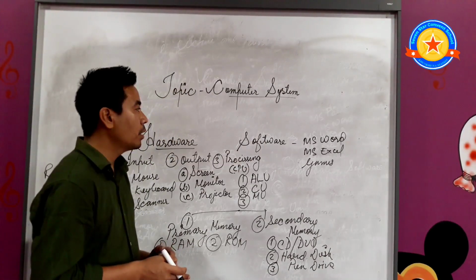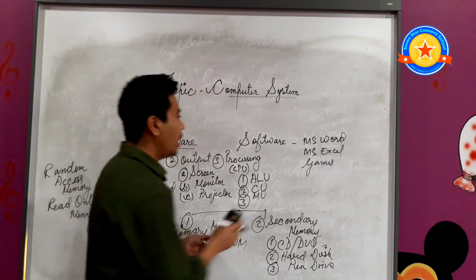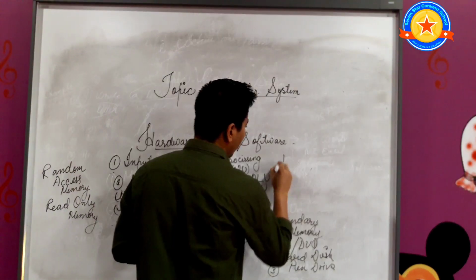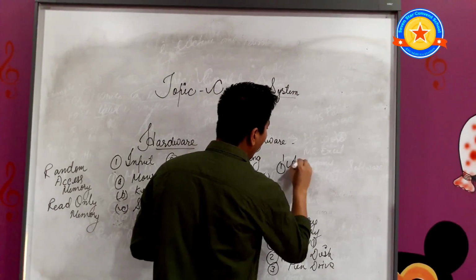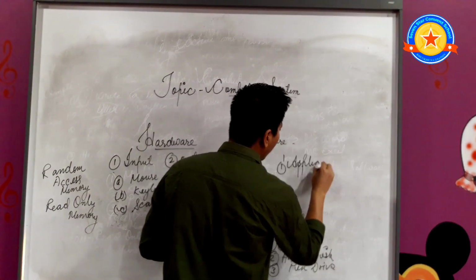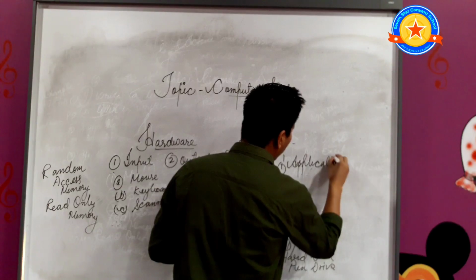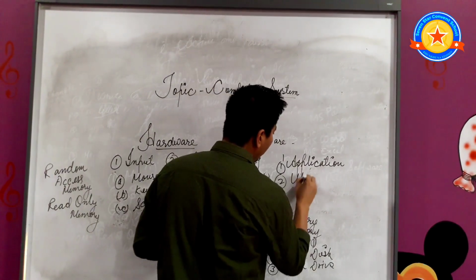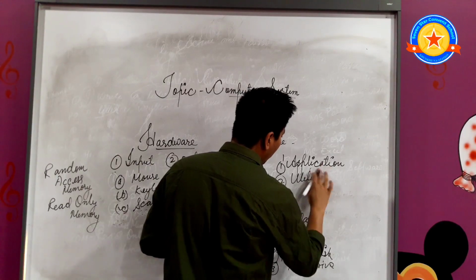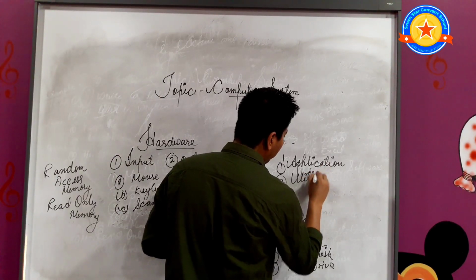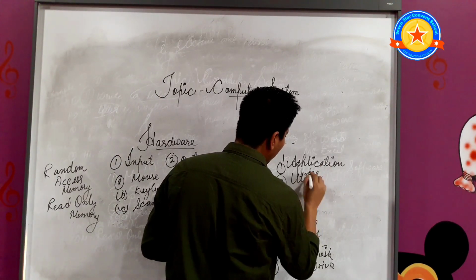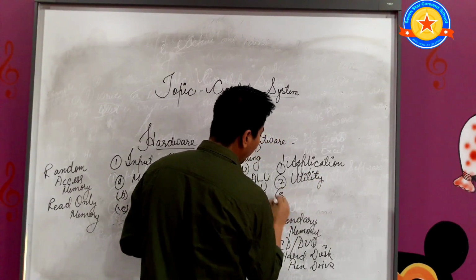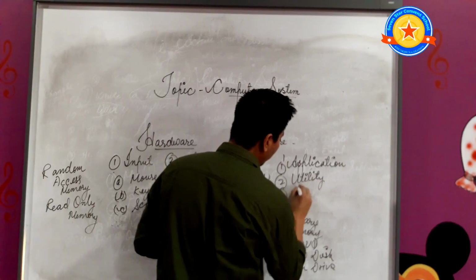Software has three types. Let me write. Number one is application software, number two is utility software, and number three is system software.